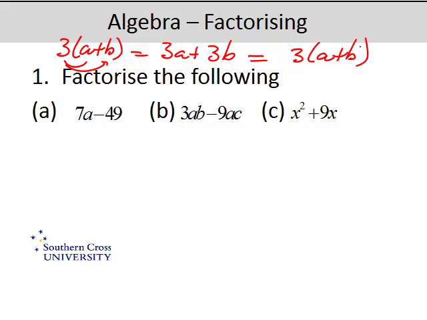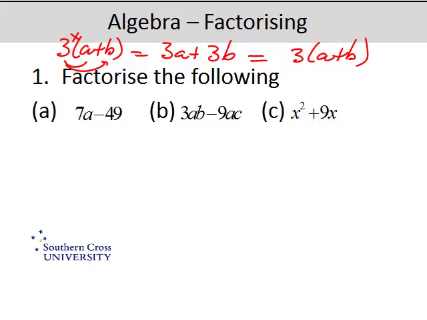Just reiterating, when you expand, you go from something that's in factor form, which is 3 times a plus b, so one factor is 3, the other factor is a plus b, and your end result is a series of terms. Then to go from a series of terms back to something that's being multiplied, you do a process called factorising, because your expression will be put as a certain number of factors.